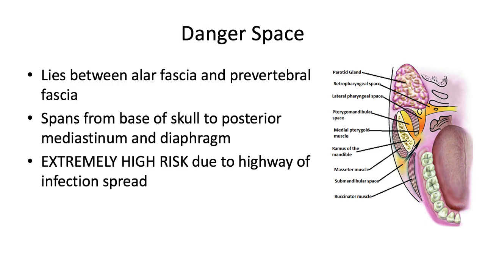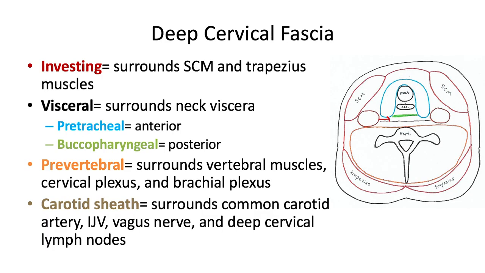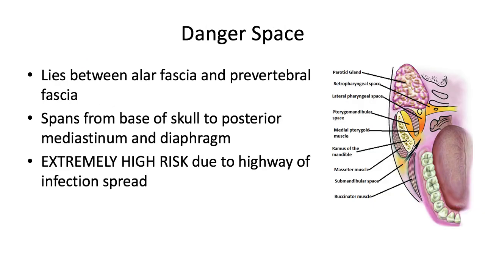And then we have the danger space. And this one lies between the alar fascia and the prevertebral fascia. So let's go back to our deep cervical fascia. The danger space is located here. It's between the alar fascia here and the prevertebral fascia, which is here. The danger space and retropharyngeal spaces are often confused with each other. I've seen a bunch of sources online that confuse these all the time, and I want to make this clear to you guys that these are two separate spaces.